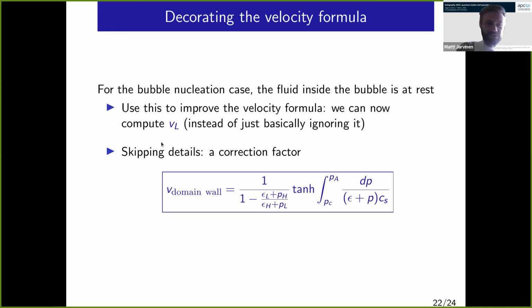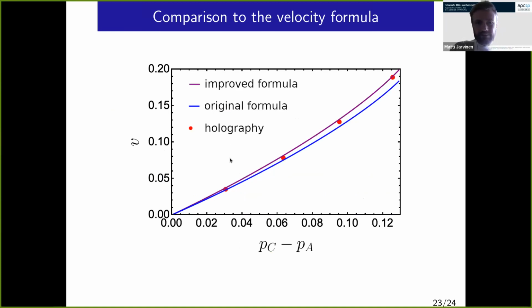Anyway, using this information on the low temperature phase velocity, you can plug it into the hydro computation. I'm skipping all details. This gives rise to this correction factor, where the subscripts L and H refer to the low and high temperature phases. With this corrected formula, you can again compare to the simulation results for the domain wall velocity as a function of the pressure difference, now in this bubble nucleation case. You see that it is an improved formula. This correction is important in particular for larger pressure differences. This improved formula does a better job at larger pressure differences.